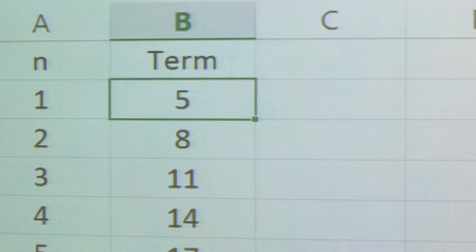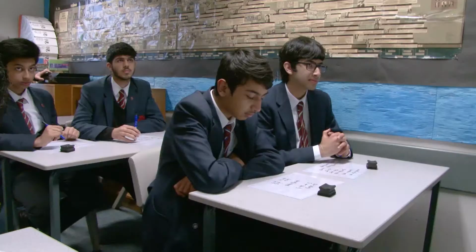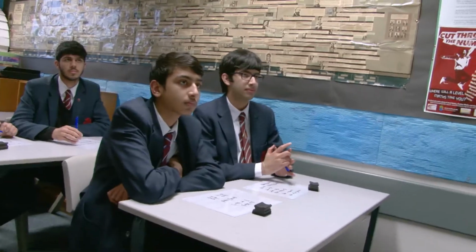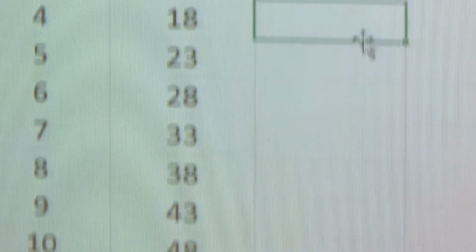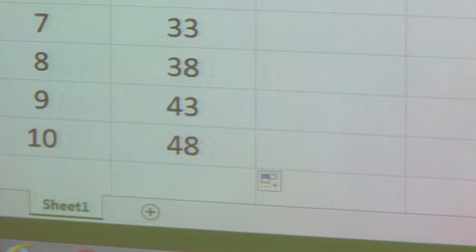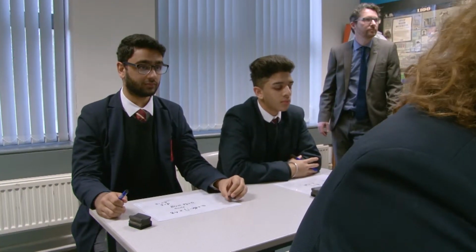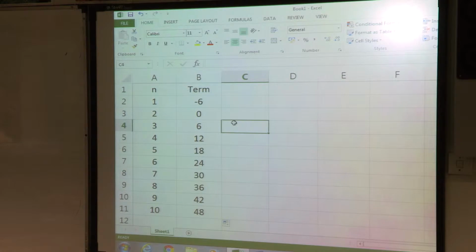So who's got an answer they want me to test? A could be 3 and then D could be 5. Okay, so I'll put A in cell B2. Yep, well done. Is that the only answer? D could be 6 and A could be minus 6. Oh, negative numbers. Yep, well done.